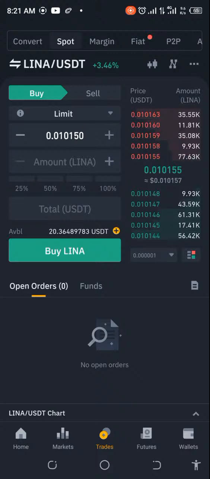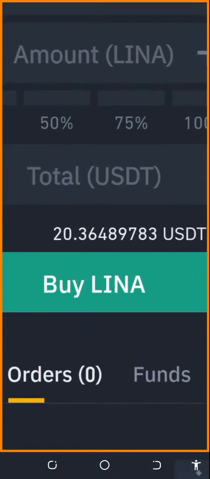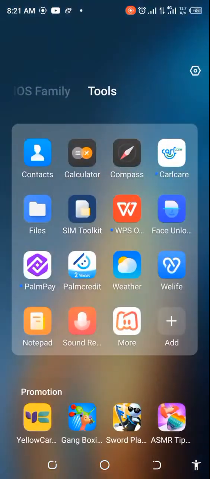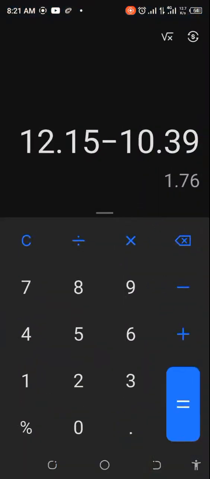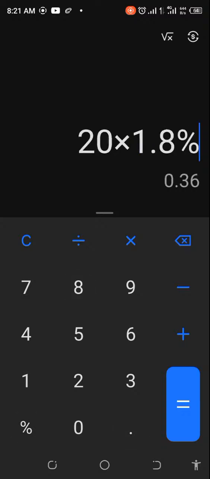Would we call it triangular arbitrage on spot trading? Because we were trying to get this sold to BTC and BTC was looking at us like, I'm not ready for you. So let's go see how much we made and the profit percentage. So that's 36 cents. Let us see. That's 20 times, I think that should be 1.8%. Yeah, that's it. So this is 1.8%.